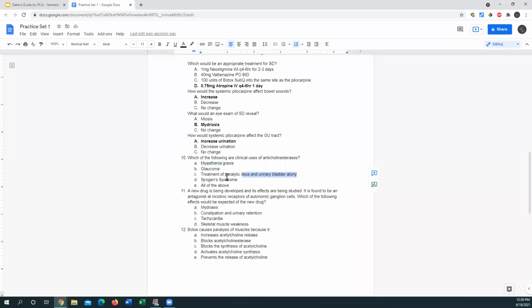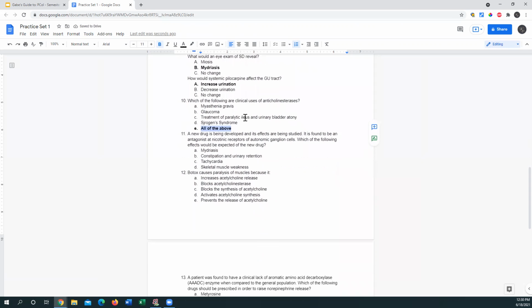We know we can raise the parasympathetic tone in order to help with paralytic ileus, which means the intestines are not moving. We have decreased GI motility, and we have decreased bladder contraction. So we can give acetylcholinesterase inhibitors to help with that. And then could we give it for Sjogren's syndrome where we have that dry mouth? Totally. So it could be all of the above.